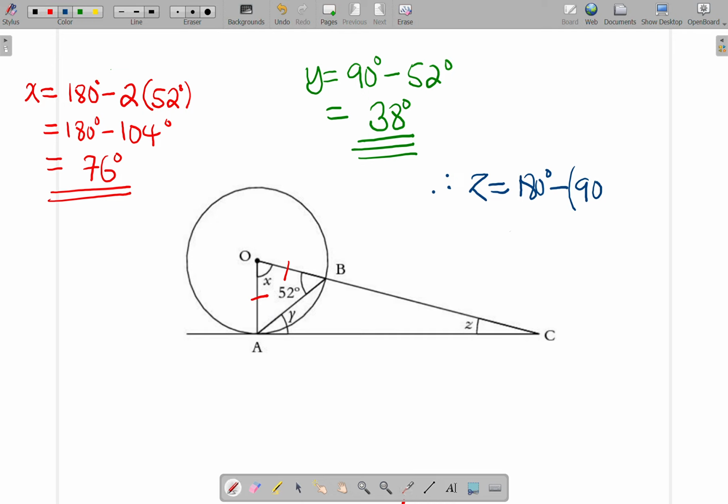If this is 90, then I'll simply say my x, which I have already found to be 76, isn't it? So this is plus 76 degrees. What I'm now going to have is 180 minus 90 plus 76, which is minus 166 degrees. Therefore my z is going to give me 14 degrees. This is my z. As simple as that. And then you can underline.